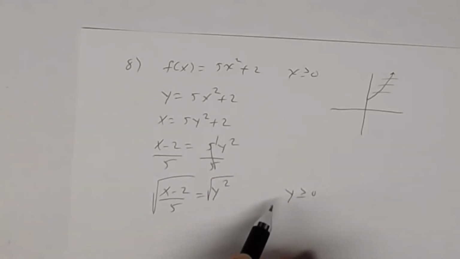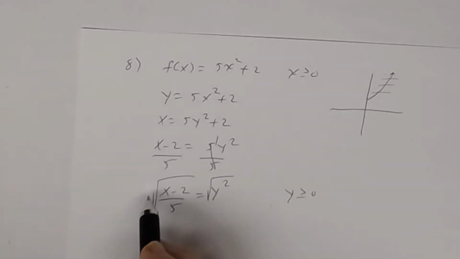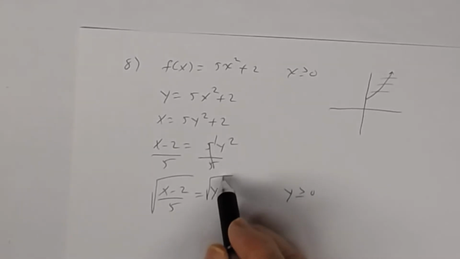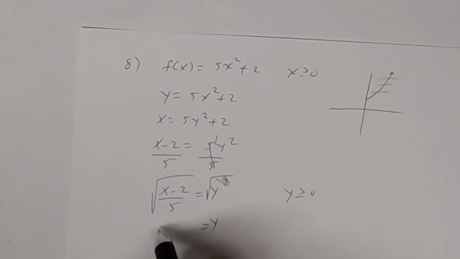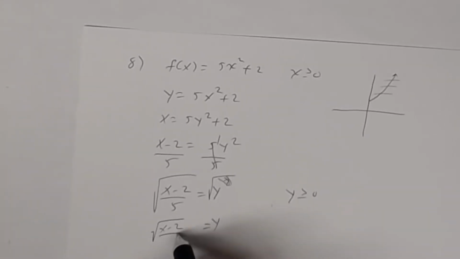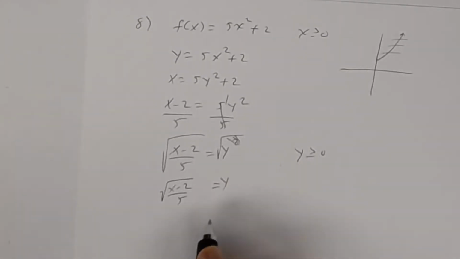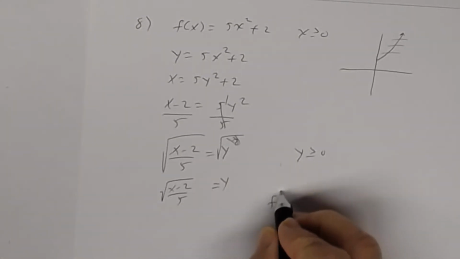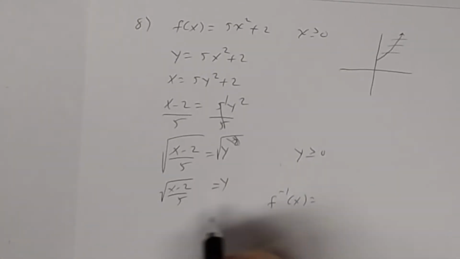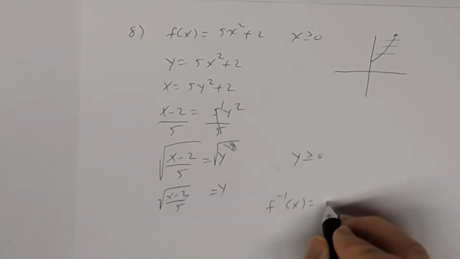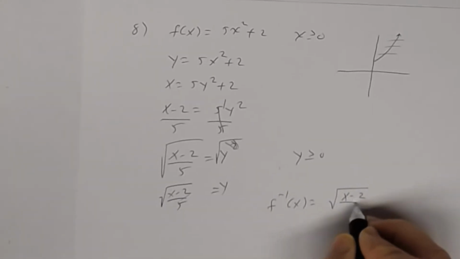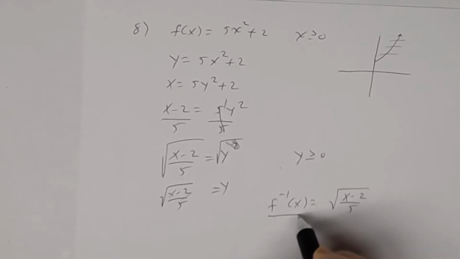So that is the range of this function. That's why we only use the plus, since y is positive, so we don't do plus or minus. You get y equals the square root of (x minus 2) divided by 5. At this point, you're going to say the inverse. So f inverse of x is equal to this expression, the square root of (x minus 2) divided by 5. And there's the answer.